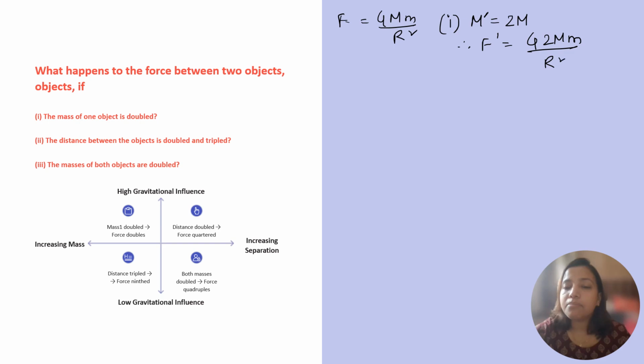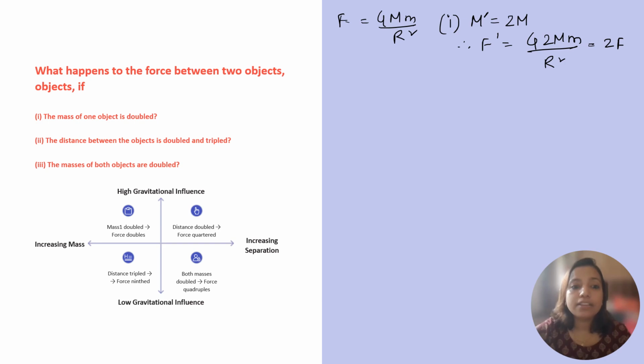G M m by r square gives us F. Now this time we're getting an extra 2, so this would be 2F. That means the new force is double the previous one. So whenever the mass of one object is doubled, the force gets doubled as well.